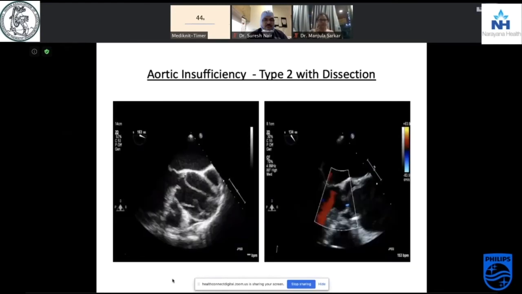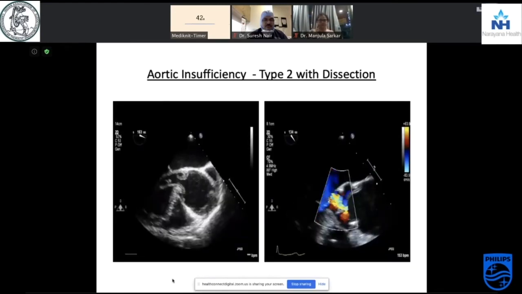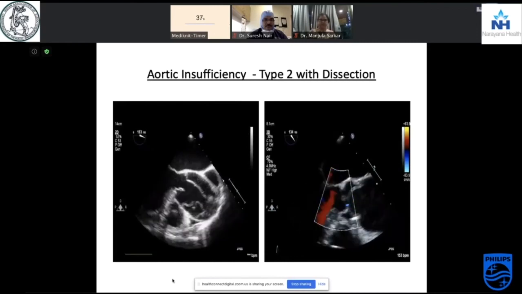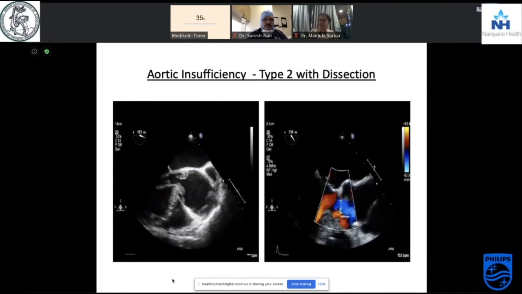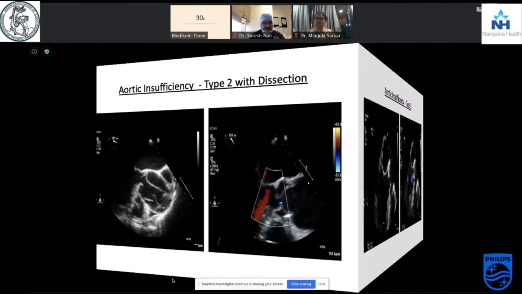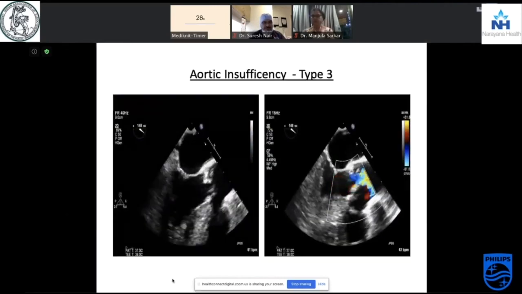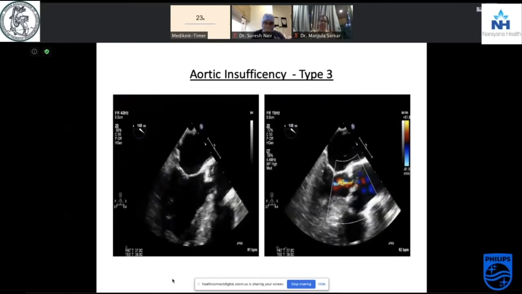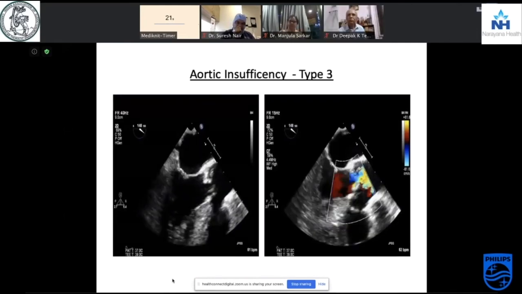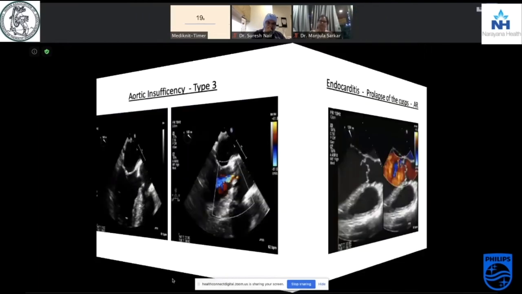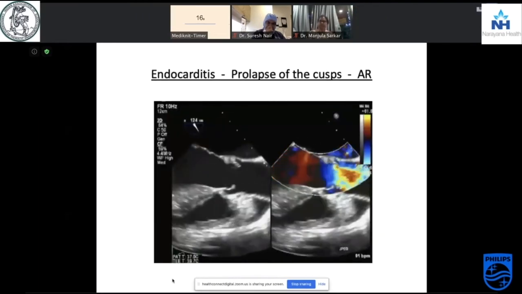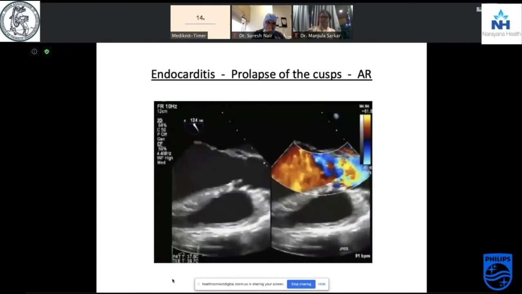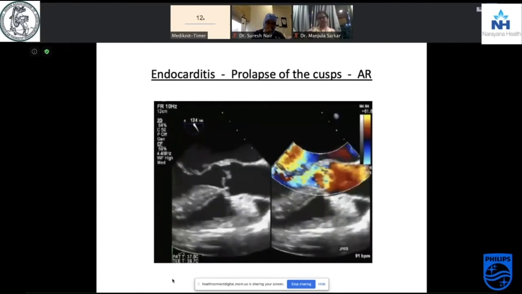Here I have an example of aortic insufficiency type 2, that is excessive leaflet mobility associated with the dissection. If you can see, the whole of the dissection flap is moving in and out of the LVOT, causing severe aortic regurgitation. Here I have an example for type 3 aortic insufficiency. This almost always occurs in combination with the variable degrees of aortic stenosis. Finally, this is the endocarditis of the aortic valve leaflets, causing massive aortic regurgitation.